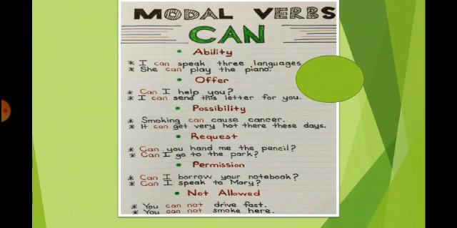Next is permission. Can I borrow your notebook? Asking permission very respectfully. Can I speak to Mary? Last is not allowed. You cannot drive fast. It means you are not allowed to drive fast. If you drive fast, something bad will happen to you or some accident may occur. So you cannot drive fast. Again, you cannot smoke here. Some restricted places are also there. In that place you cannot smoke. That is not allowed.